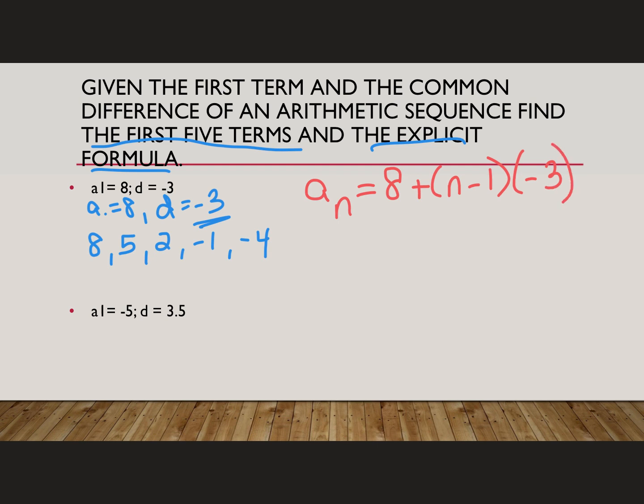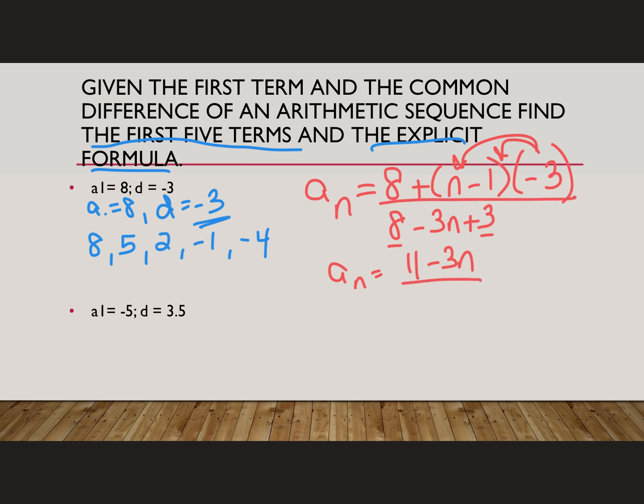Okay, now if we wanted to write it out a little bit differently, we could multiply out. So we can multiply the negative 3, distribute it to the n and the negative 1. And that would give me 8 minus 3n plus 3. I can combine the 8 and the 3. I get 11 minus 3n. So that would be another way to write it. You could write it either way. Either of these two ways is perfectly fine. Okay? So let's look at the next one.